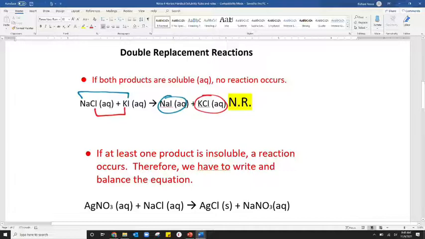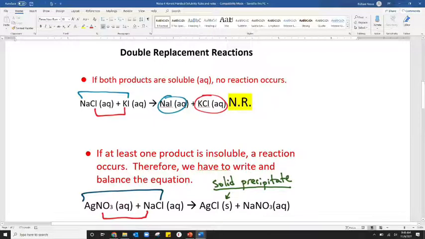So on this second one, testing it out, Ag and Cl get together, and then also the nitrate and the sodium get together. When you look up your solubility rules for these, the silver chloride, it turns out, is insoluble. The thing that's insoluble is the solid precipitate. That's what the S means here. That is actually what reacted. S refers to the solid precipitate that forms.